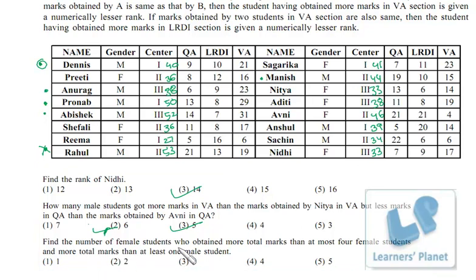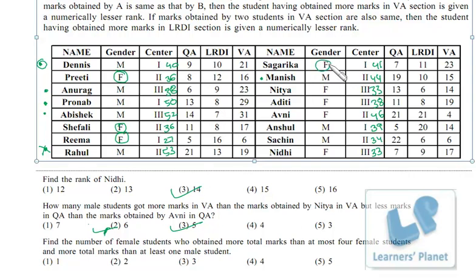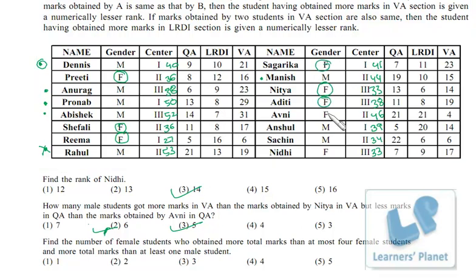Find the number of female students who obtained more total marks than at most 4 female students and more total marks than at least 1 male student. Okay, so first of all, let's circle down the female students. 1, 2, 3, 4, 5, 6, 7, 8.